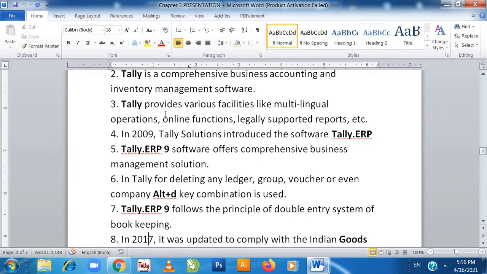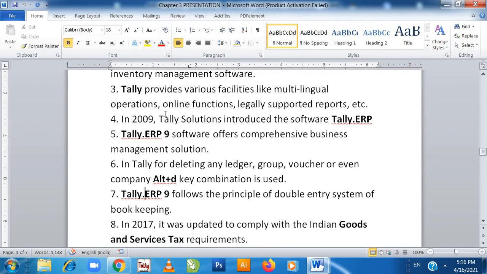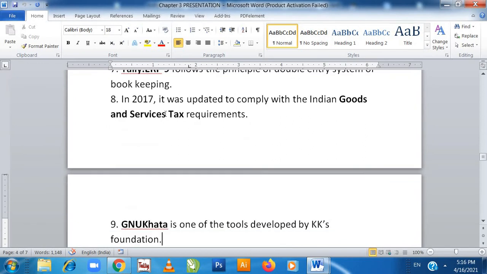Now in Tally, for deleting any key, group, voucher or even company, the shortcut key combination Alt D is used. Now Tally also follows the principle of the double entry book system. Now in 2017 it was updated to comply with the Indian GST service tax requirement. In 2017 another feature was added in Tally, that is GST.